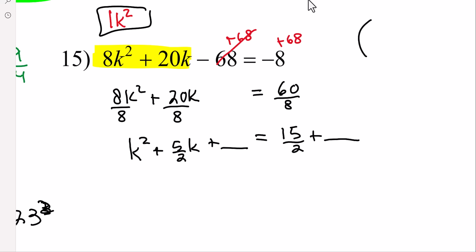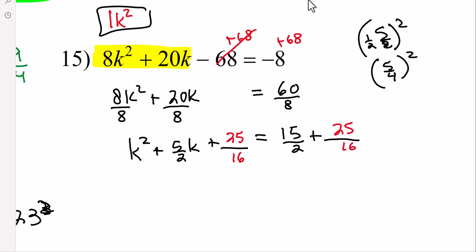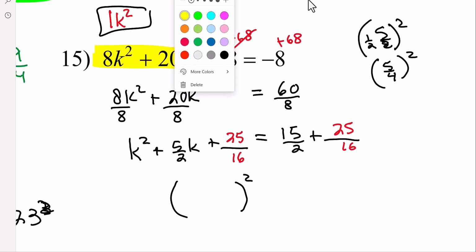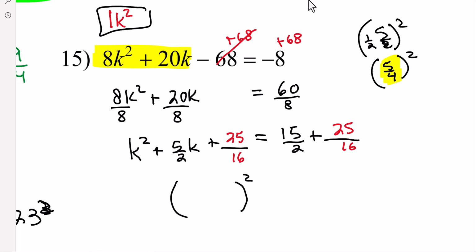So we're going to take half of 5 halves. Well, 1 half times 5 halves is 5/4, and we're going to square it. Well, when you square 5, you get 25. When you square 4, you get 16. So we're going to add 25 over 16 to both sides. But now be careful. Remember, when you put this in the binomial squared, whatever the b divided by 2 simplified to, that's what's going to go right there.